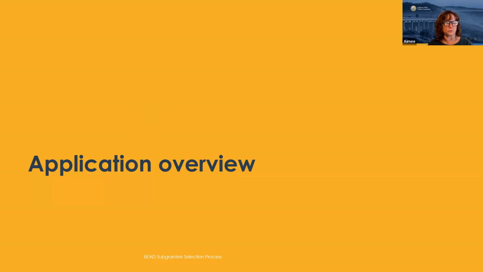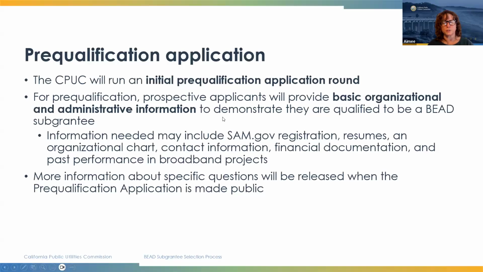Now we're going to go to the application overview. I want to talk a little bit about the pre-qualification application. As I discussed just a little bit ago, the CPUC is going to first run an initial pre-qualification application round. This is going to come before the main or the scoring round is opened. This really gives applicants a chance to get ahead on many of the components that are required, and it makes sure that folks who are actually applying for the awards have a basic level of qualification.